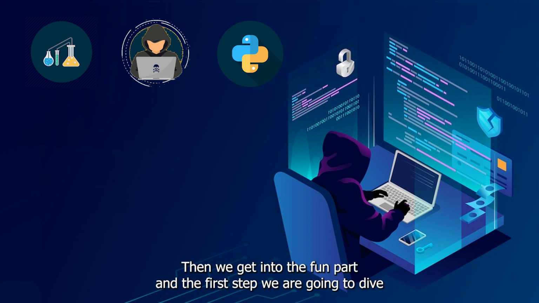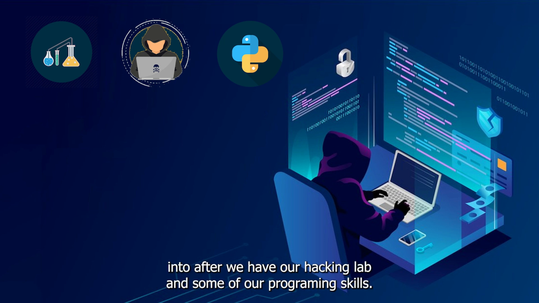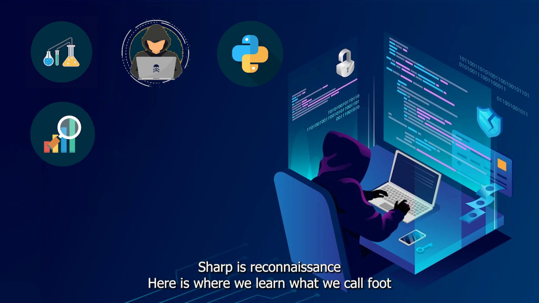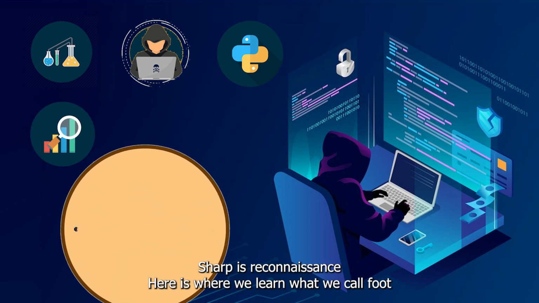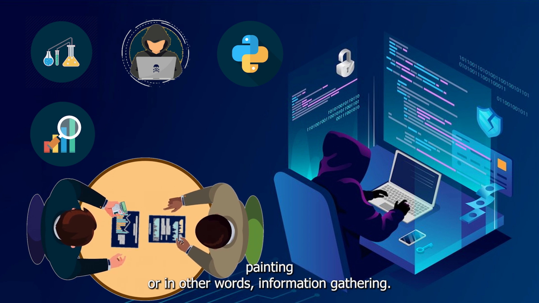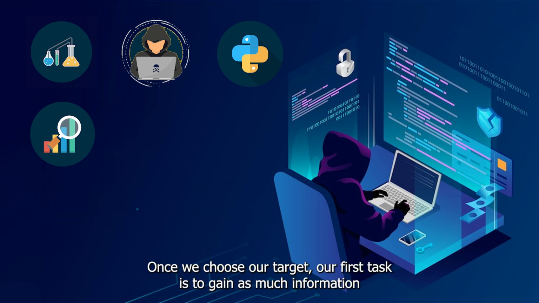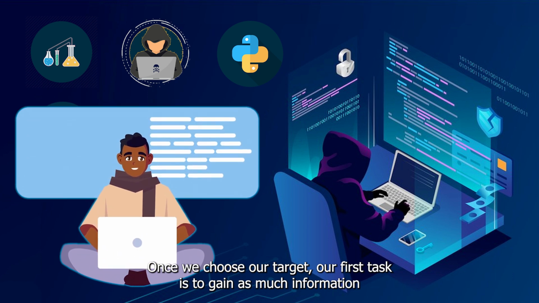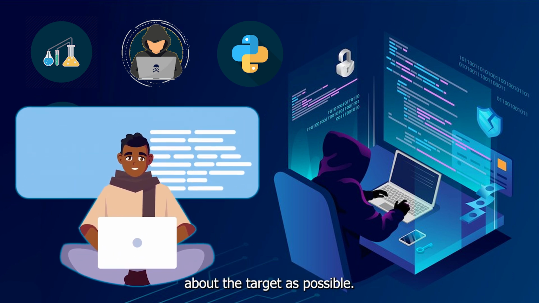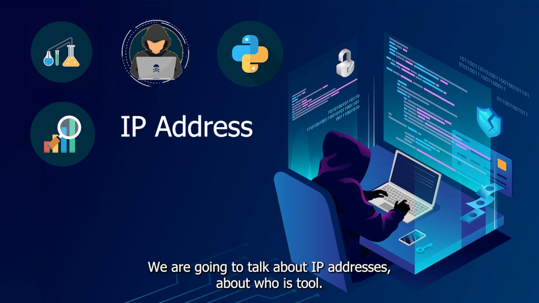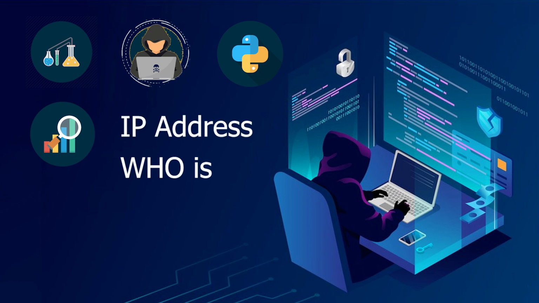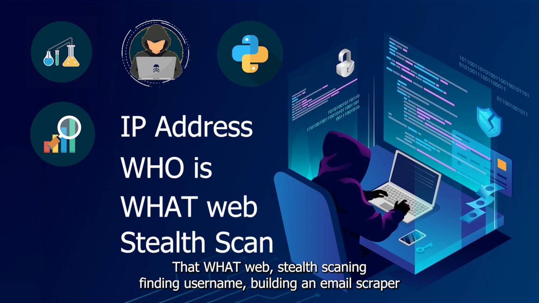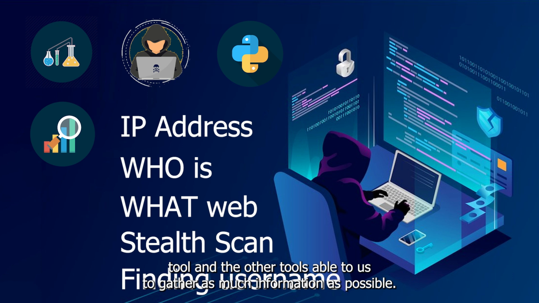Then we get into the fun part, and the first step we are going to dive into after we have our hacking lab and some of our programming skills is reconnaissance. Here is where we learn what we call footprinting, or in other words, information gathering. Once we choose our target, our first task is to gain as much information about the target as possible. We are going to talk about IP addresses, about Whois, the WHAT web, SSL scanning, finding usernames, building an email scraper tool, and other tools that enable us to gather as much information as possible.